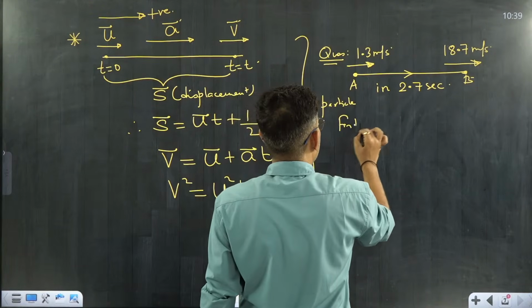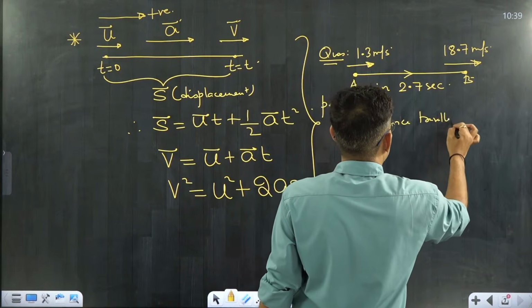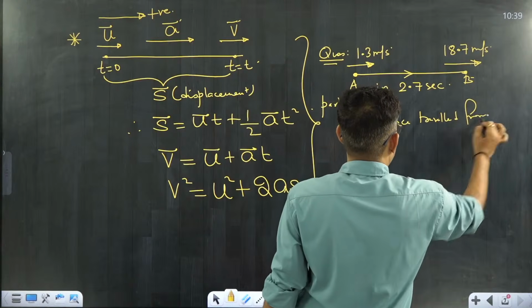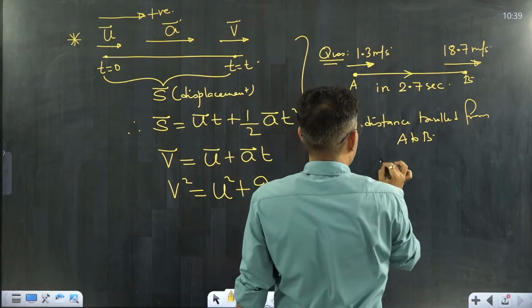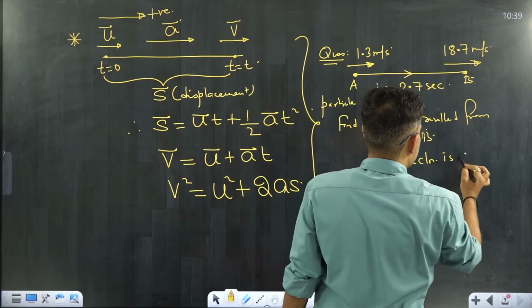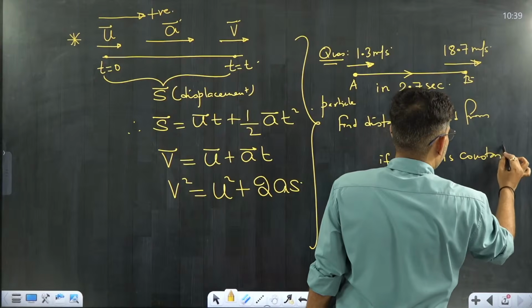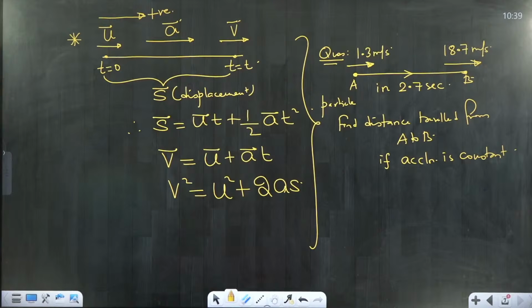Find distance traveled from A to B, if acceleration is constant. Let me see, try your calculations.